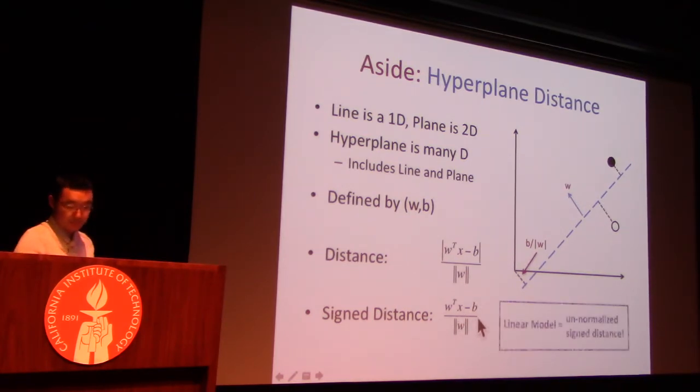A linear model computes the unnormalized signed distance to the hyperplane. If you don't divide by the norm of w, you get the unnormalized distance. In particular, we don't take the absolute value either, so it's the unnormalized signed distance. An example over here is positive, and an example over here is negative. The degree to which we think it is positive or negative is correlated with the magnitude of the score, which corresponds to the distance from this point to the hyperplane.